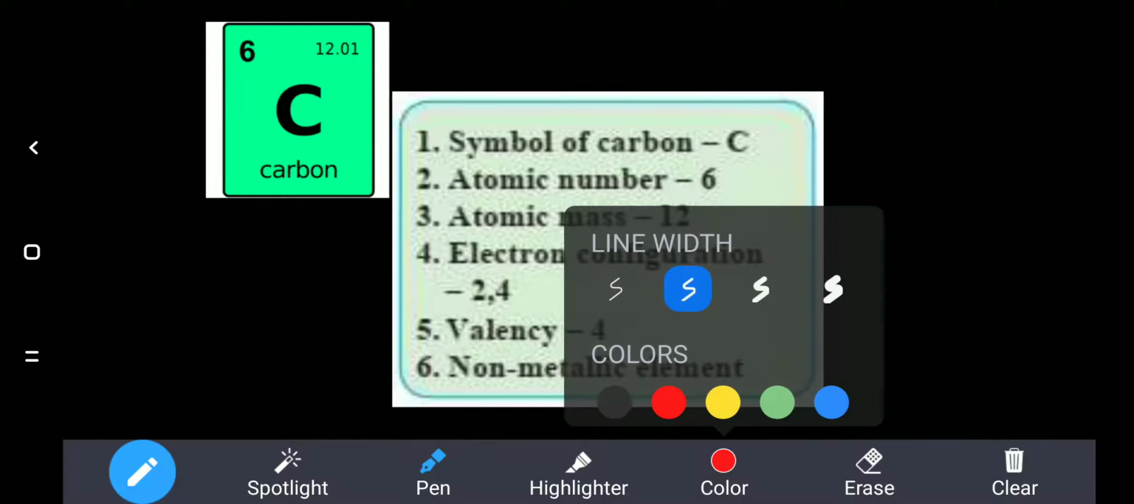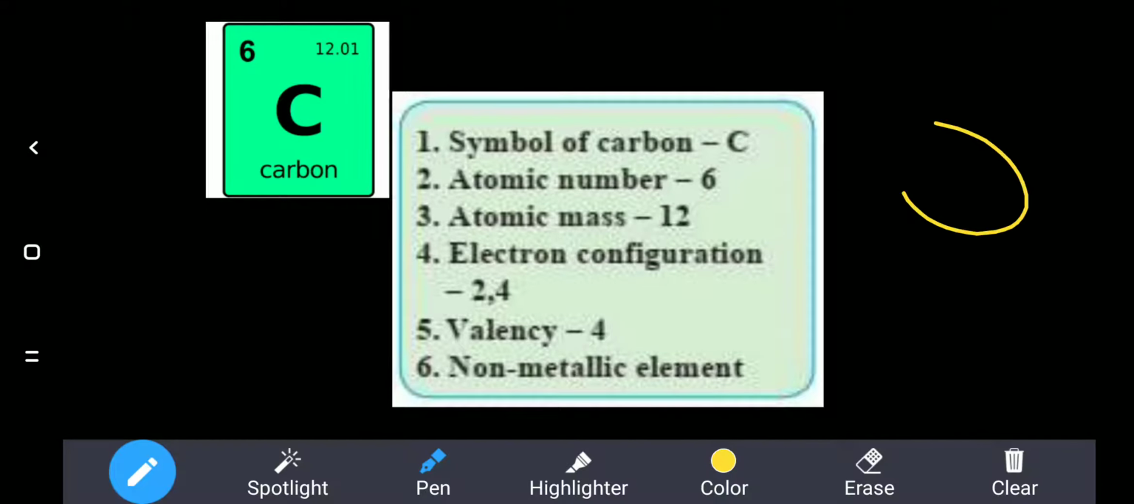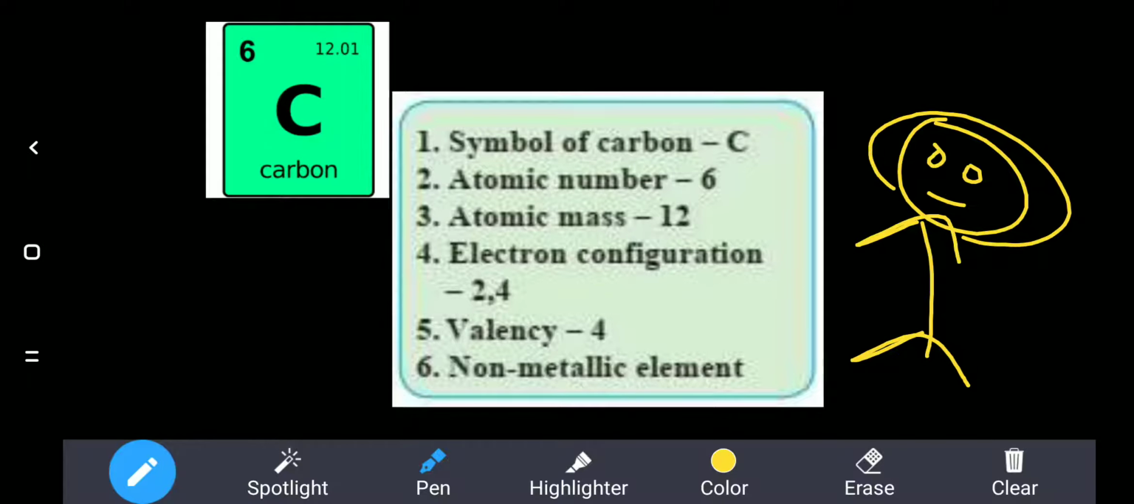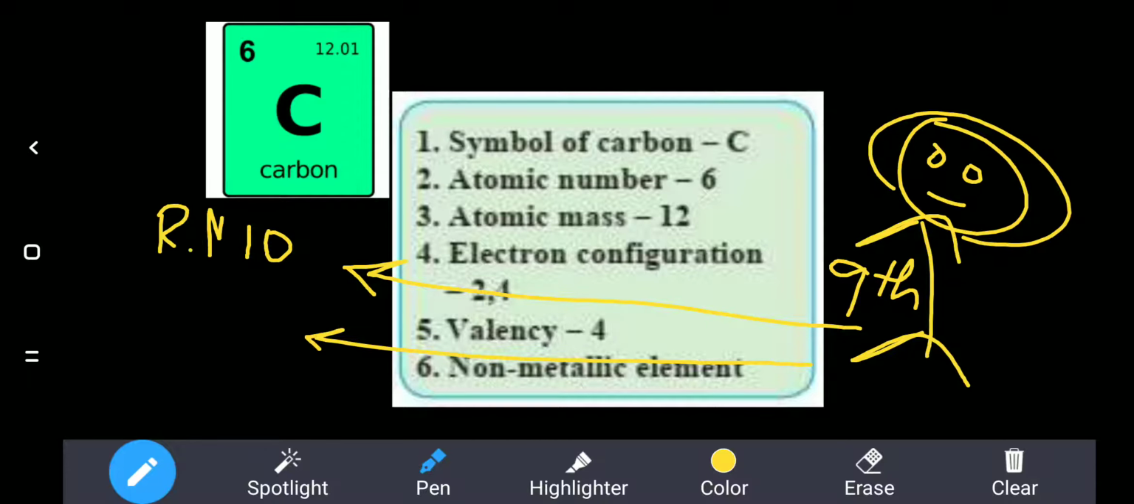Okay, so here let us consider a person, a girl, and she is in ninth standard. This ninth standard girl has roll number 10, and she has a weight of say 50 kgs. So this is her weight and this is her roll number.